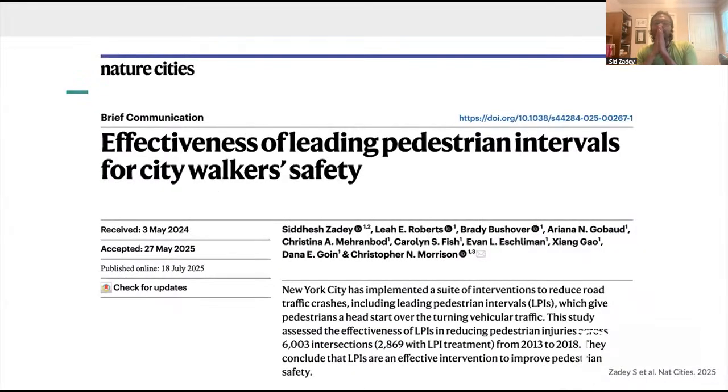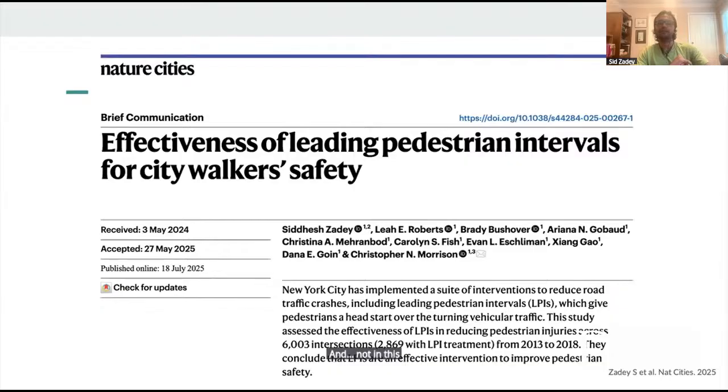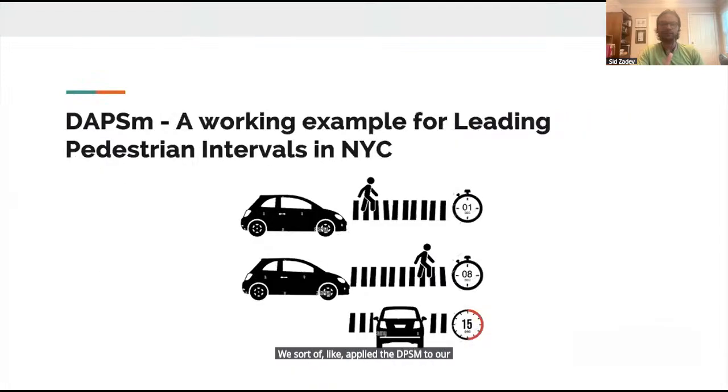Okay. Super quickly, a working example of this. So we recently had a paper where we looked at an intervention called leading pedestrian intervals in New York City. And not in this paper, but in the aftermath of this, we applied the DAPSM to our problem. So I'll quickly go over what the problem is and how we did it.